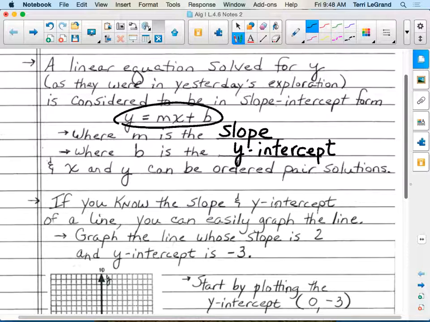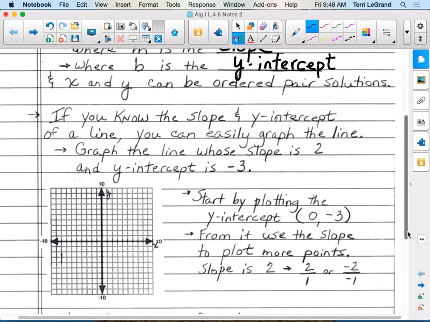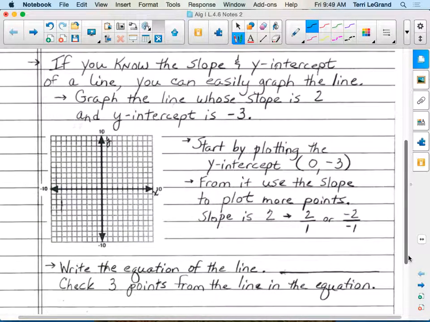But does that mean any x and y value that you put together will be a solution to that equation? No, there's a whole bunch of other points on that coordinate plane that could be plotted that would not fall on that line, so they're not considered solutions. So the x and the y always combine to become an ordered pair from that line. So if you know the slope and the y-intercept, you can easily graph the line. This is the reason for slope-intercept form. It makes it so friendly for graphing.